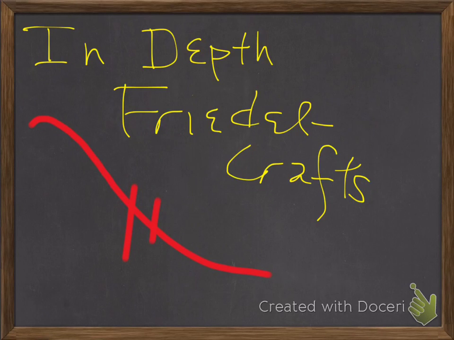So for this video, I've decided to look into the Friedel-Crafts alkylation and acylation in a little more depth, because you have to be very, very careful with Friedel-Crafts. This is where we were able to substitute a hydrogen on benzene with either an alkyl group or an acyl group. So let's just do a quick review.